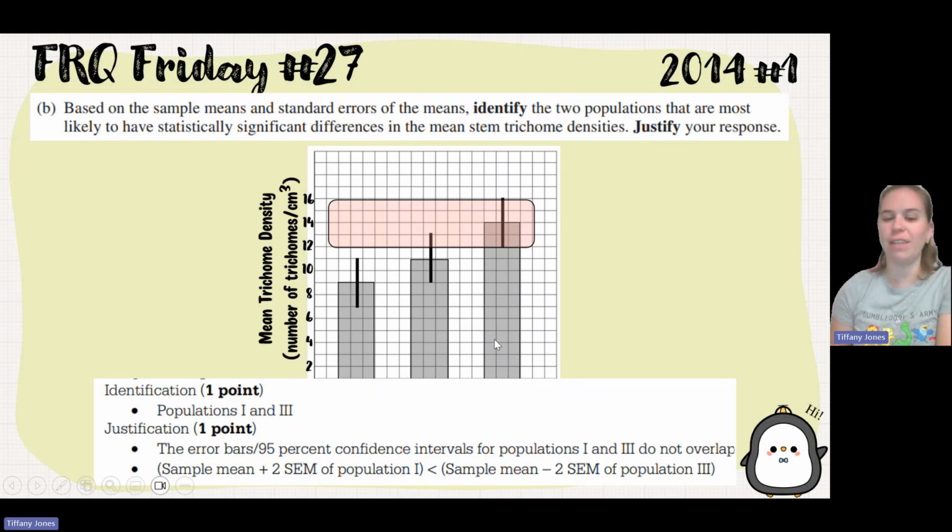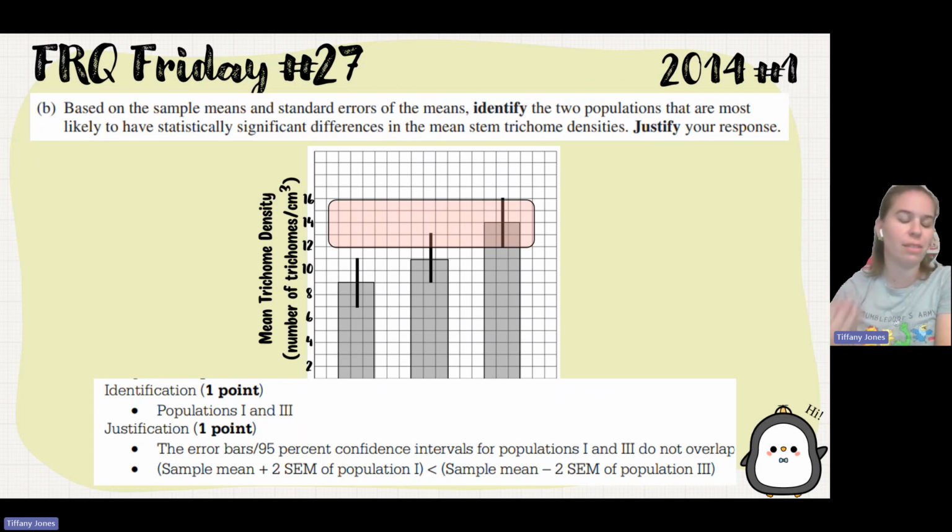So here we see our identification of populations 1 and 3. We can see the justification is the error bars, 95% confidence intervals for population 1 and 3 do not overlap. Whenever you have a question like this and it's asking you about justifying that, and you're using the error bars, don't just say they overlap.